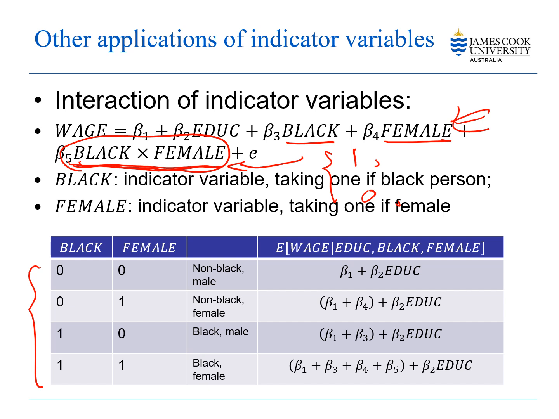So we can have 4 groups: 0, 0 is the base group. You can think of this as our benchmark in a sense. If it's a male non-black person, then the expected wage, conditional on education, race and gender, is beta 1 plus beta 2 edu. Now this is equal to 0 and this is equal to 0, so these terms equal 0. So on and so forth for the other categories.